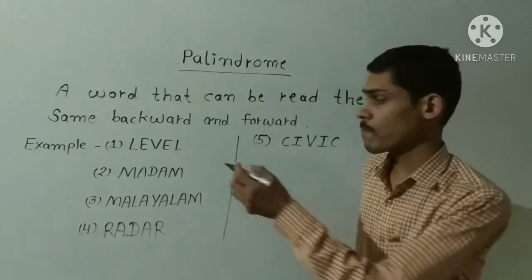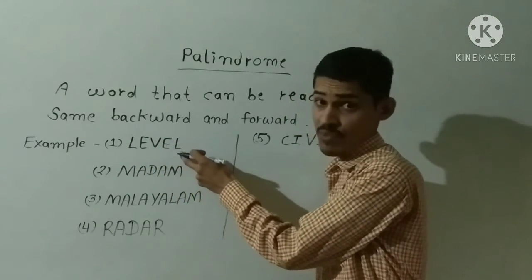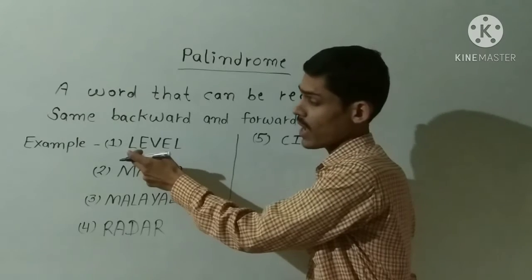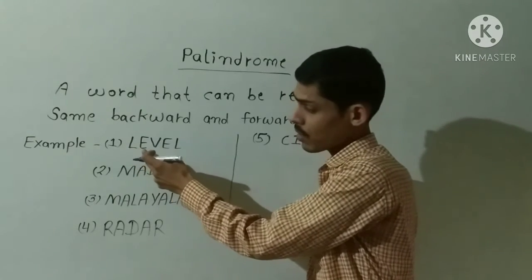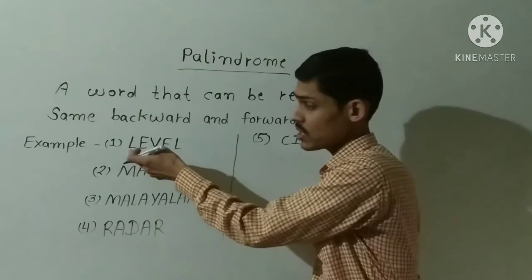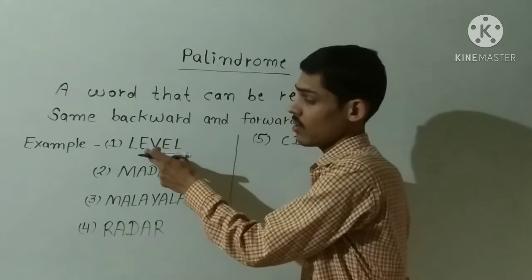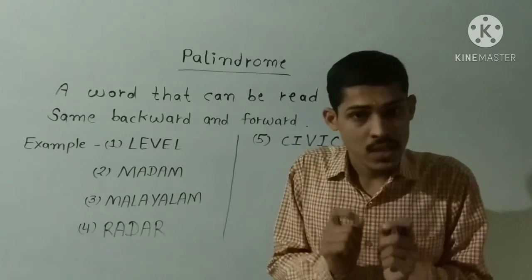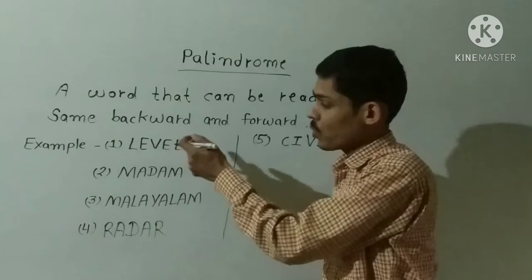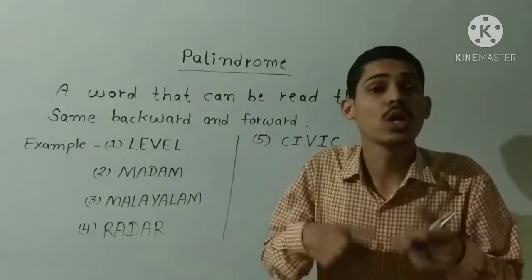So guys, look here. The first example is level, L-E-V-E-L. Guys, if you are reading this word from the forward, if you start from L, then L, afterwards E, afterwards V, afterwards E and L. This is forward. Now we are going to read it from the backward. L-E-V-E-L. So guys, the meaning is same. That is called palindrome. You can read from the forward, you can read from the backward, but the spelling will be same. That is called palindrome.